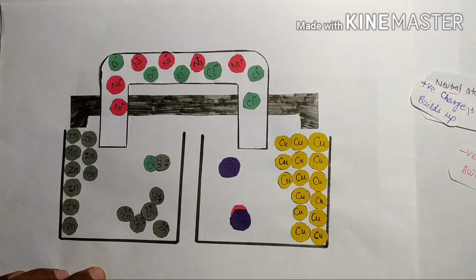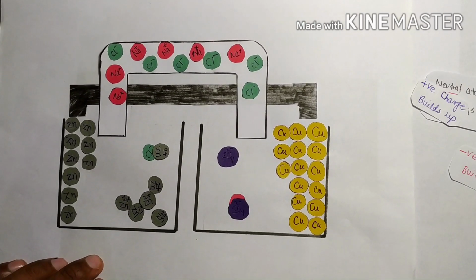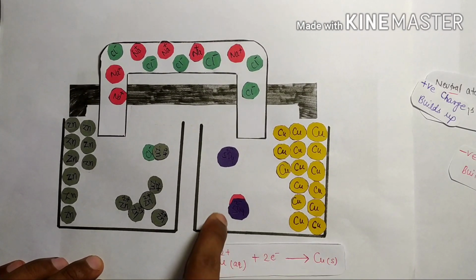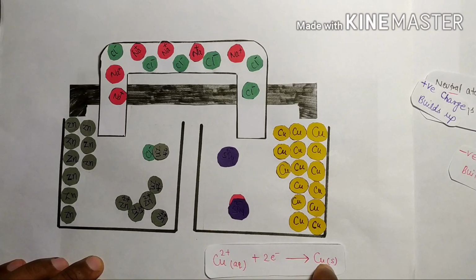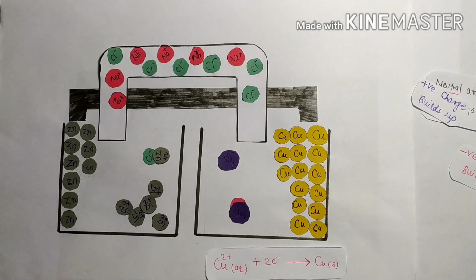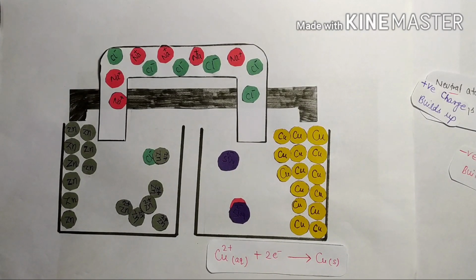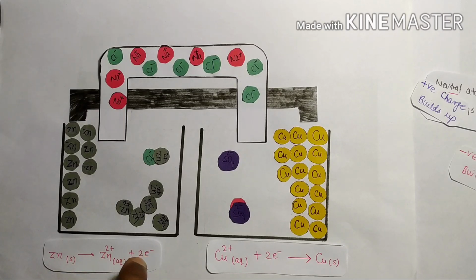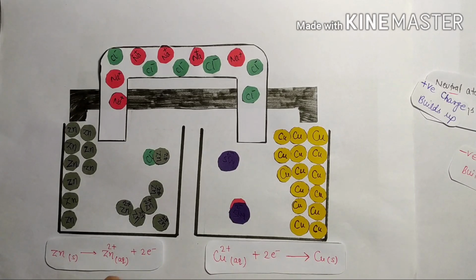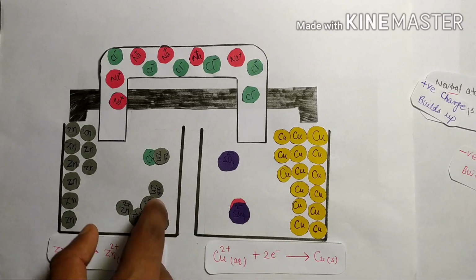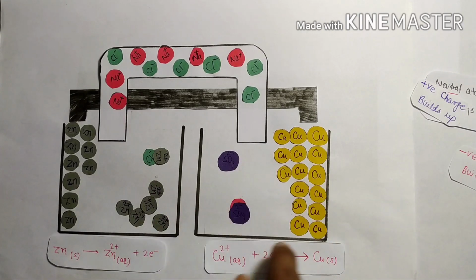So what happened in the chemical form: this Cu2+ in the solution takes 2 electrons and becomes Cu solid. Okay? And in this case, the zinc solid is converted into Zn2+. By losing the 2 electrons, it becomes Zn2+. This is the chemical reaction. This is the half cell reaction of this cell, and this is the half cell of this.